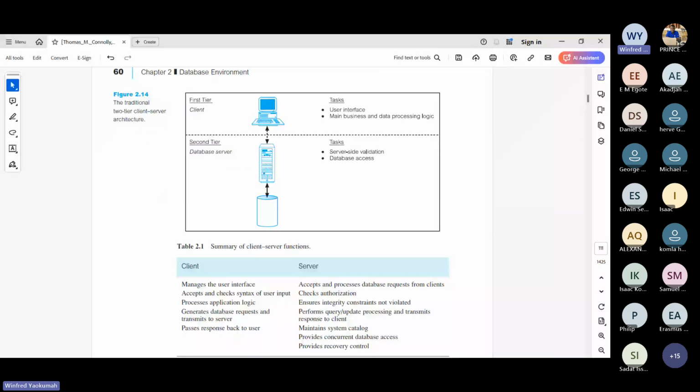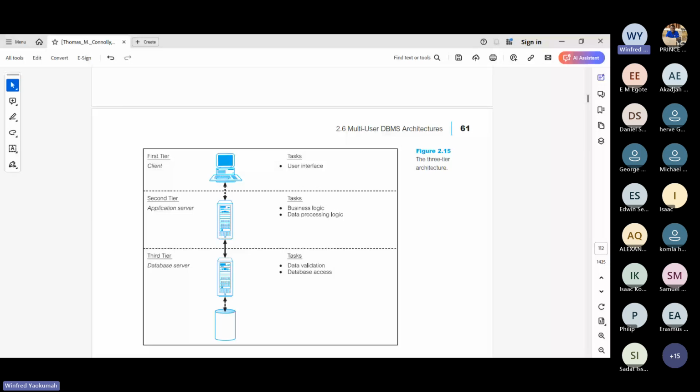So you see that we now take the business logic and data processing logic to an application server. So this is a server on its own. We leave the interfaces here. We maintain the data validation and database on another machine. So this is a 3-tier architecture. Of course, if we keep breaking it down, moving maybe data processing logic to another machine and so on, then we'll get a 4-tier architecture and so forth and so forth.